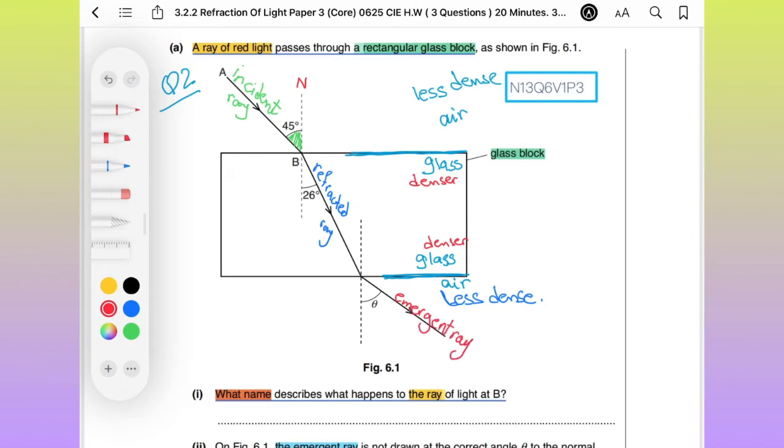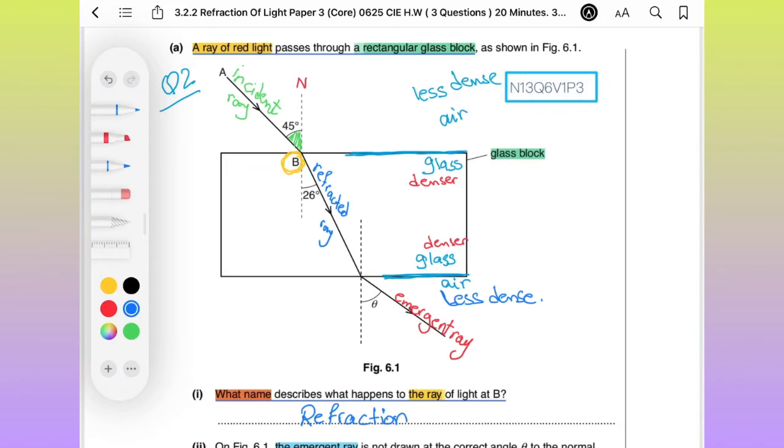Okay, here what name describes what happens to the ray of light at B. At B, here we have point B. So what happens at this point? Refraction, or the ray is refracted, but don't say bend. Bend is not accepted. So here you can write refraction, or the ray is refracted.